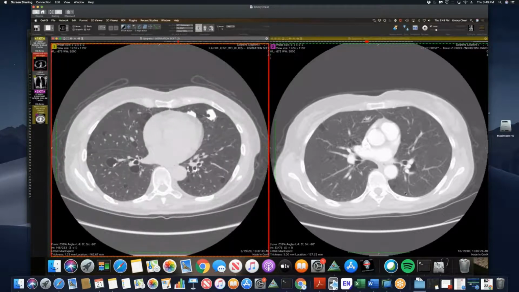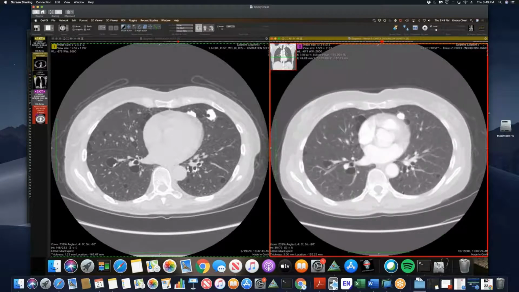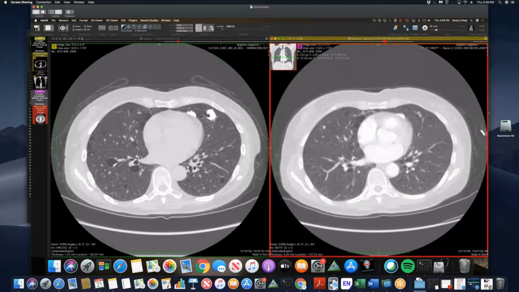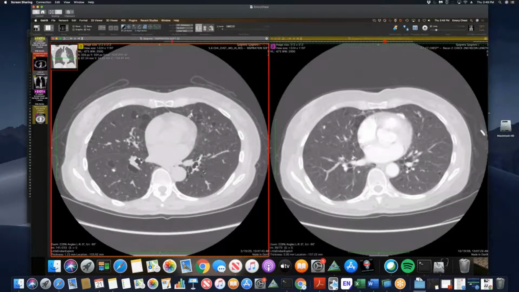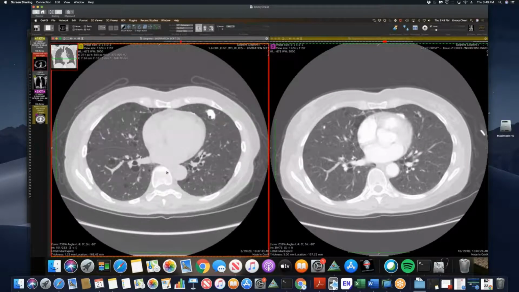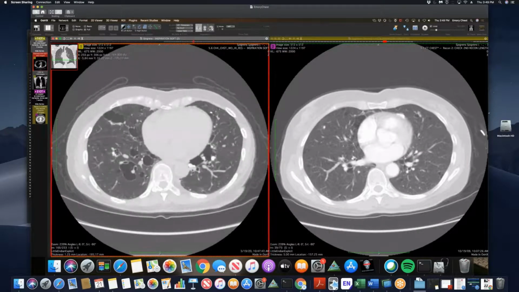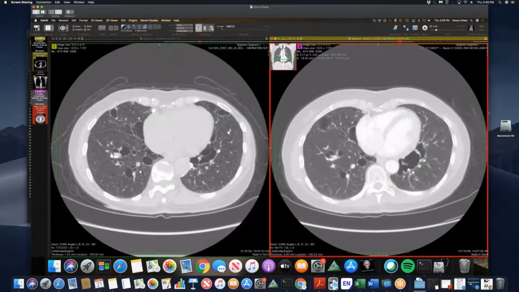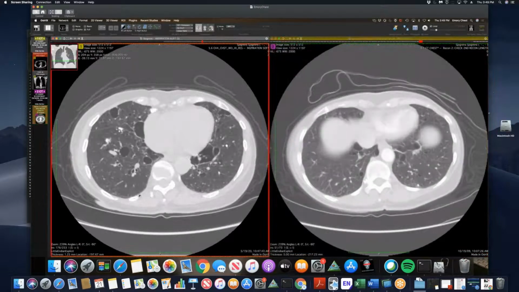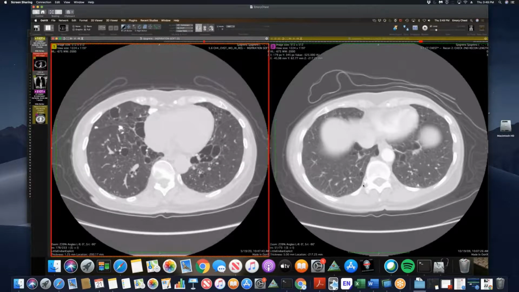Comparing over the last 10 years, I was surprised how there hasn't been a whole lot of change. Some of them have progressed, for example this one right here, but many of them are not significantly changed. A little bit more cyst formation towards the bases here, and then more amyloid, most likely.